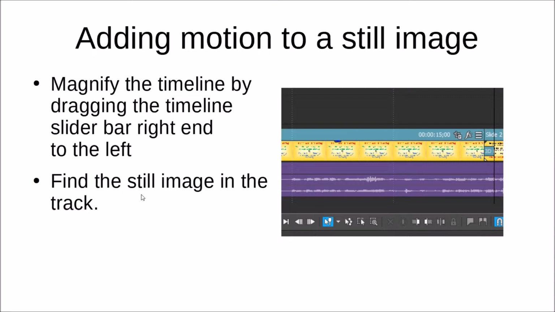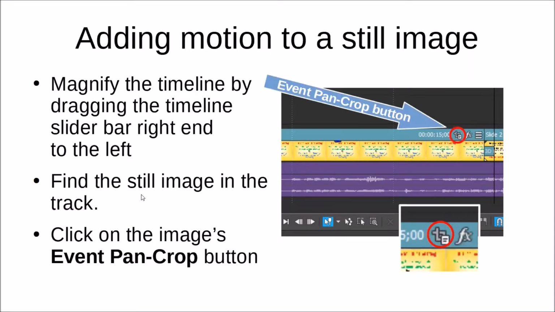You find the still image that you want to work on. You click on that image's gadget called the Event Pan Crop button, which I have circled in the timeline, and I've given you an enlargement of it to make it easier to see down below. That Event Pan Crop button lets you introduce motion effects using keyframes.